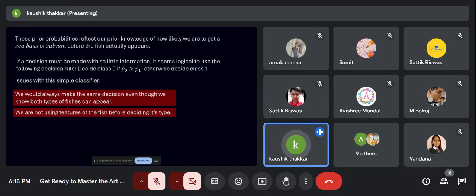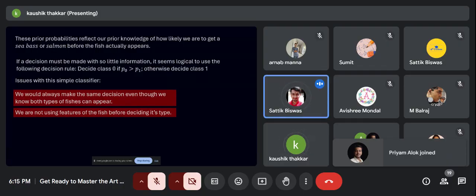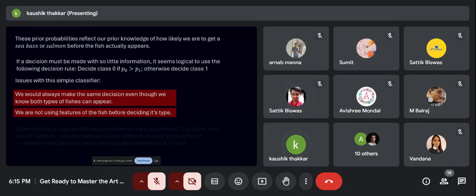So before going to the next one, just want to check: is my pace all right, Shatik, or am I good? Is it very fast? Yes, yes. No, no, no. Yeah, perfectly all right. It's fine, right? Anyone having any question till now? If you have any, you can just ask him. Yeah, please go ahead. Okay, thanks.